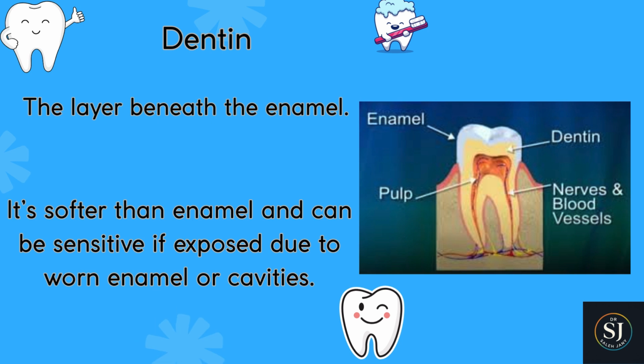21. Dentin. What it means? The layer beneath the enamel. Explanation: it's softer than enamel and can be sensitive if exposed due to worn enamel or cavities.